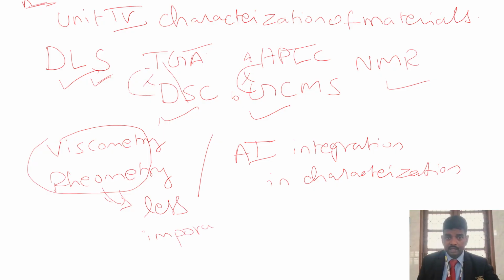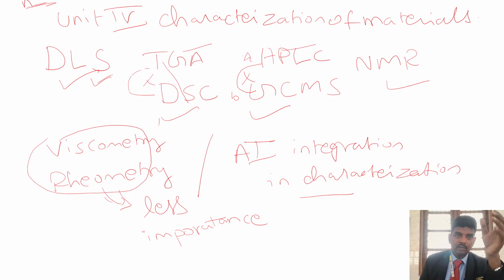Again and again, I'm saying less importance. I never say you should not give importance to that. It is less important. And AI integration, of course, is also a possible question. But as of now, first focus on this: DLS, TGA, DSC along with NMR, or DLS, HPLC, GCMS along with NMR. Minimum 4 questions you have to learn to answer one. Okay, so we cannot simplify further.